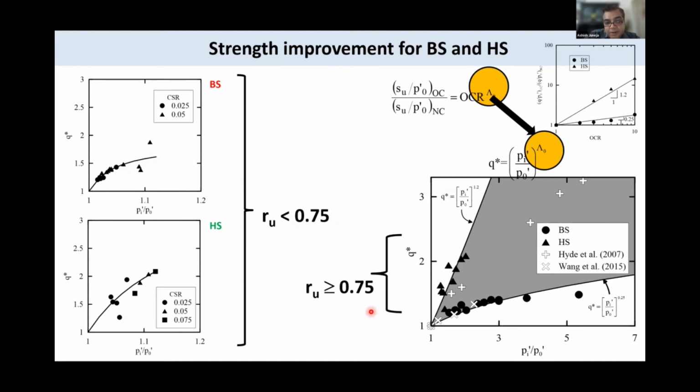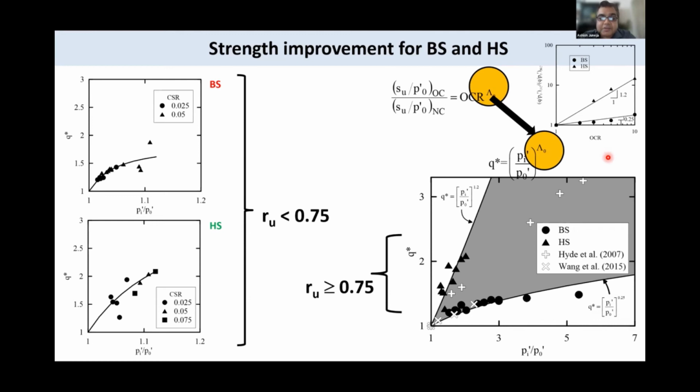And if I have RU more than 0.75, that is when the pore pressure response of the sample is really higher. What we see is that the increase in strength seems to be independent of your CSR. That's again an interesting thing, but it has a relationship with OCR to the power of some kind of capital lambda. This capital lambda, our work has shown, can be obtained even from your standard triaxial test.